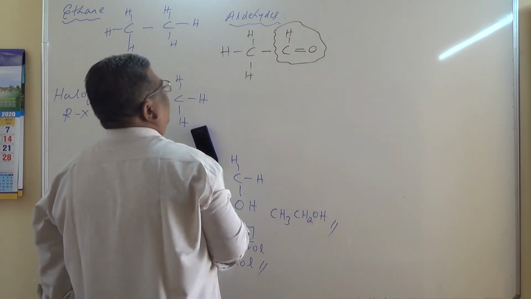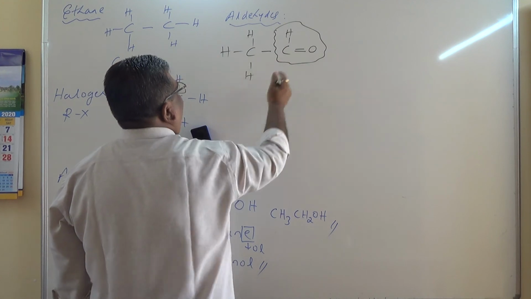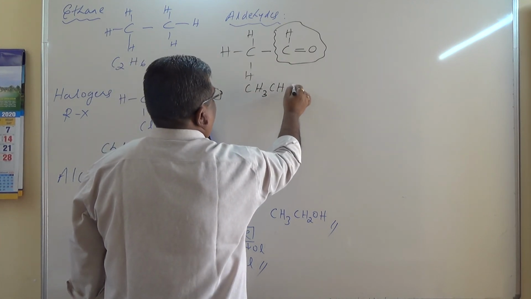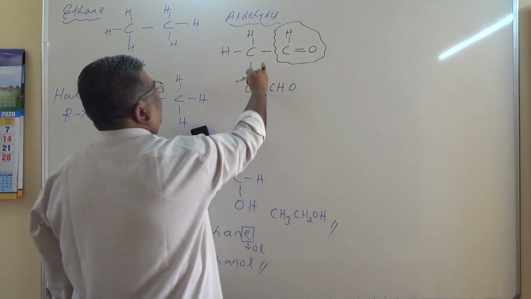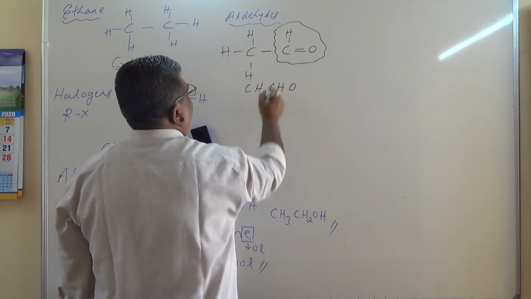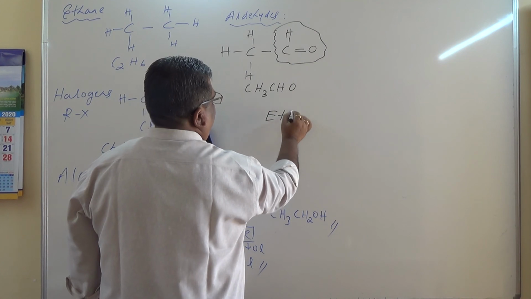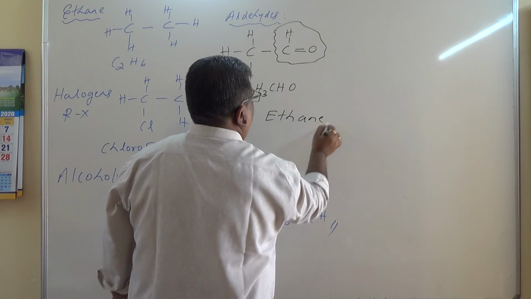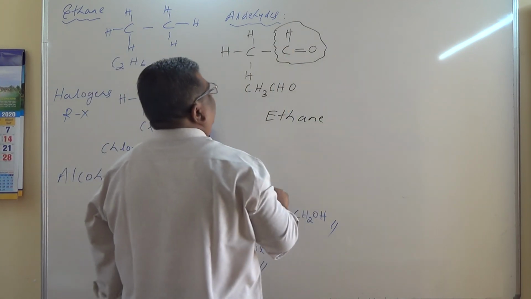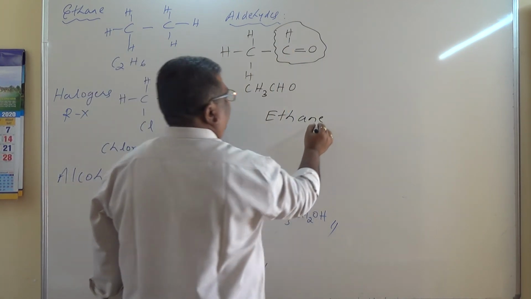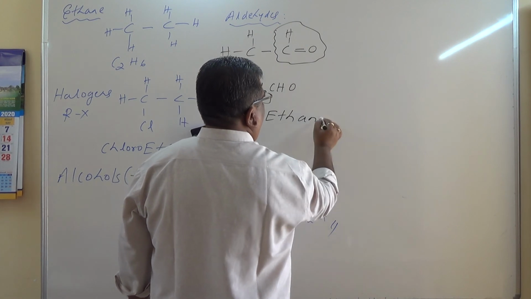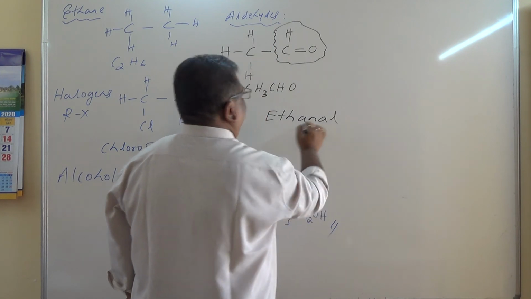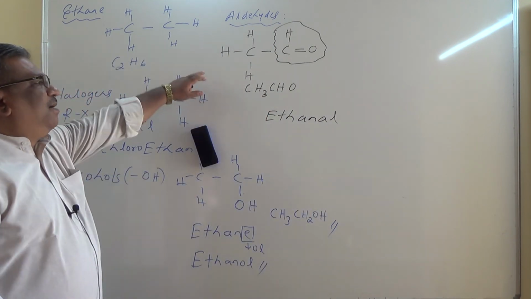What is the name of this compound or molecular formula? CH3CHO. What is the name of this compound? Parent chain 2 carbon atoms, eth. Single bond between carbon atoms, ane. Functional group aldehyde, therefore E should be replaced with AL, and therefore not OL, ethanal.